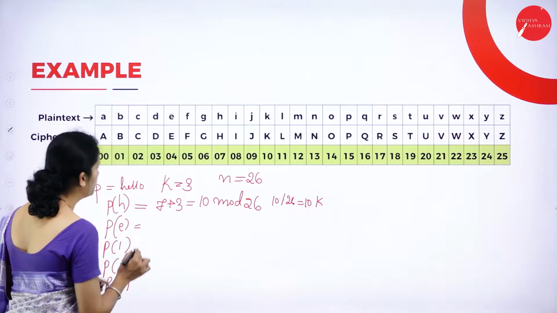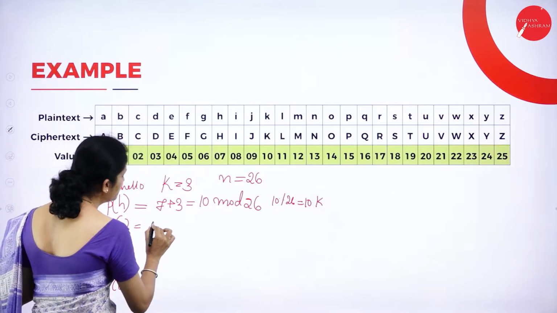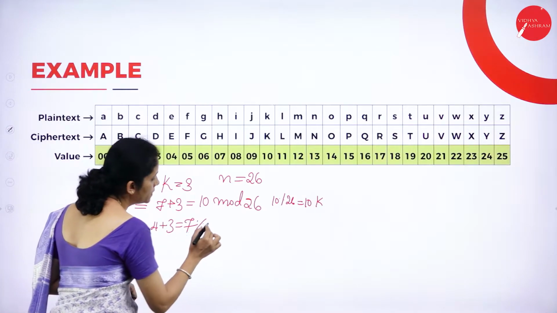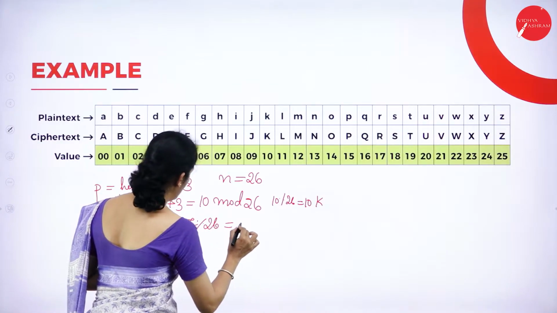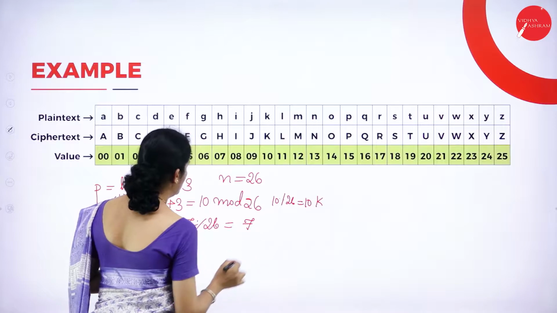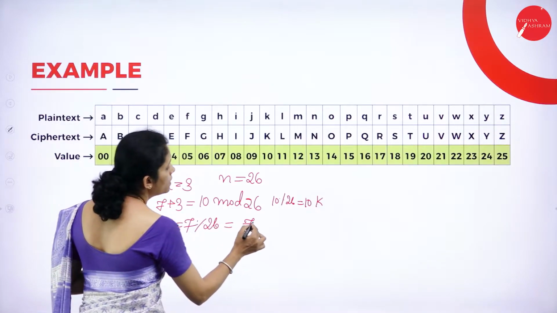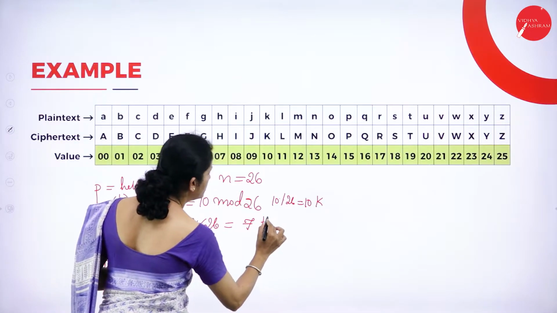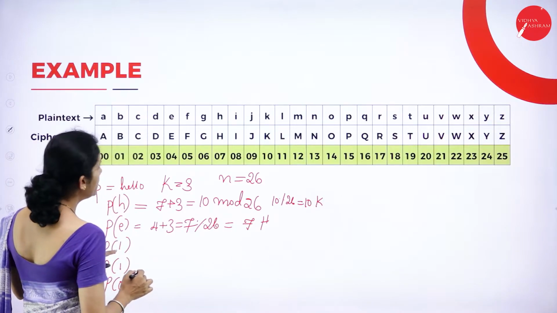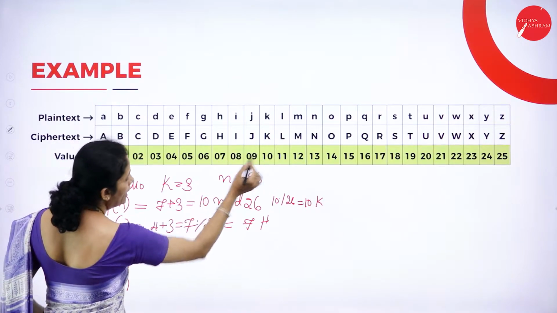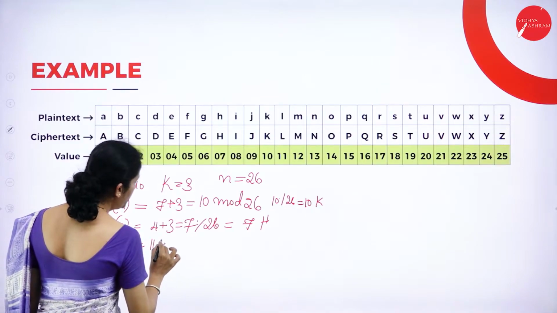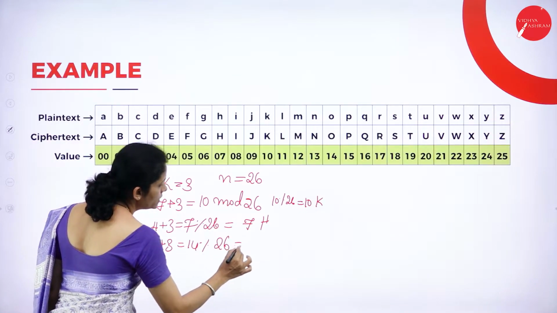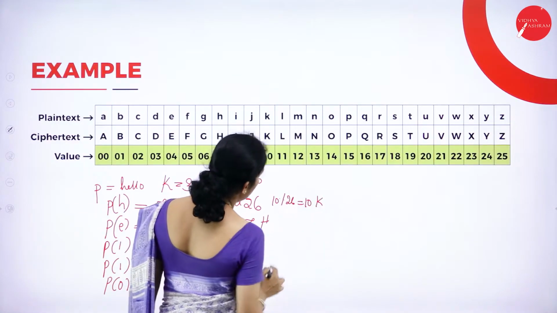Now, plain text of E, plain text of L, plain text of L, and plain text of O. So what is E value? E is 4. 4 plus 3, it is 7 mod 26. It is 7. So what is present at the location 7? It is H. Now, here it is L. What's the value of L? It is 11 plus 3. It is 14 mod 26.